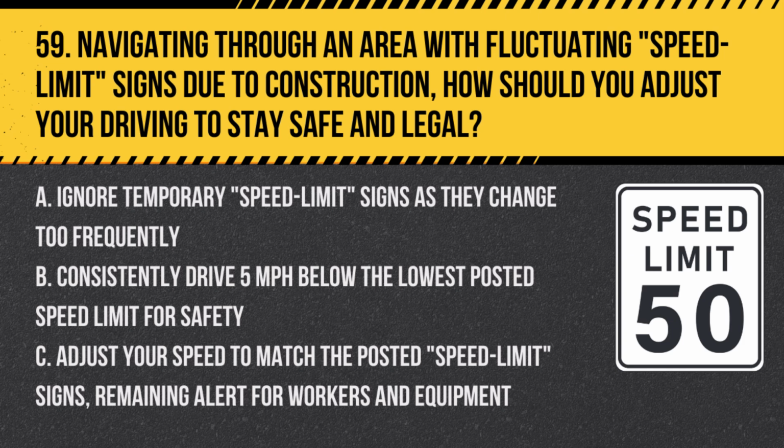Question 59. Navigating through an area with fluctuating speed limit signs due to construction, how should you adjust your driving to stay safe and legal? A. Ignore temporary speed limit signs as they change too frequently. B. Consistently drive 5 miles per hour below the lowest posted speed limit for safety. C. Adjust your speed to match the posted speed limit signs, remaining alert for workers and equipment.